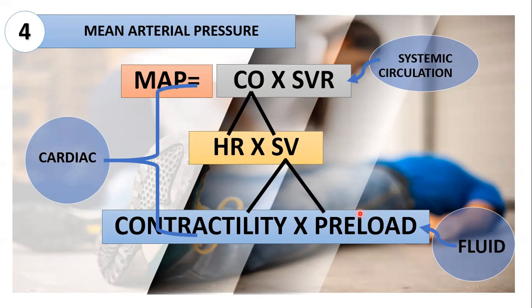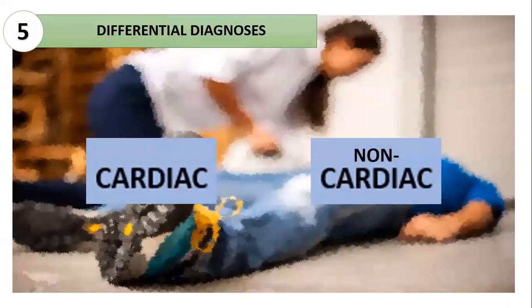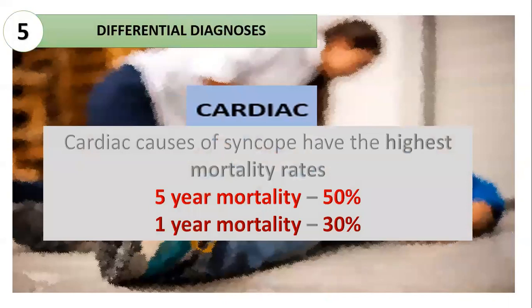That is why I would like to categorize the various differential diagnoses according to cardiac and non-cardiac causes. Let's go first with cardiac etiologies. The cardiac causes of syncope have the highest mortality rates: a 5-year mortality rate of 50% and a 1-year mortality rate of 30%.